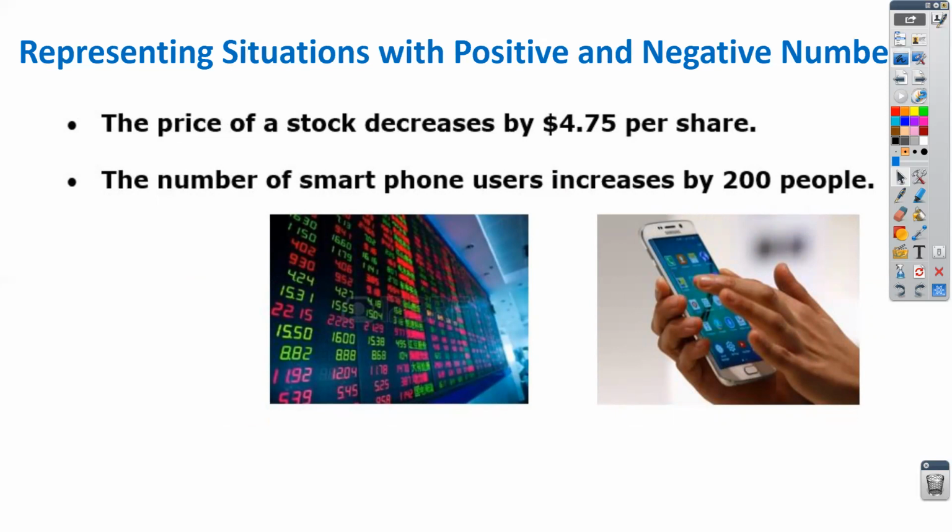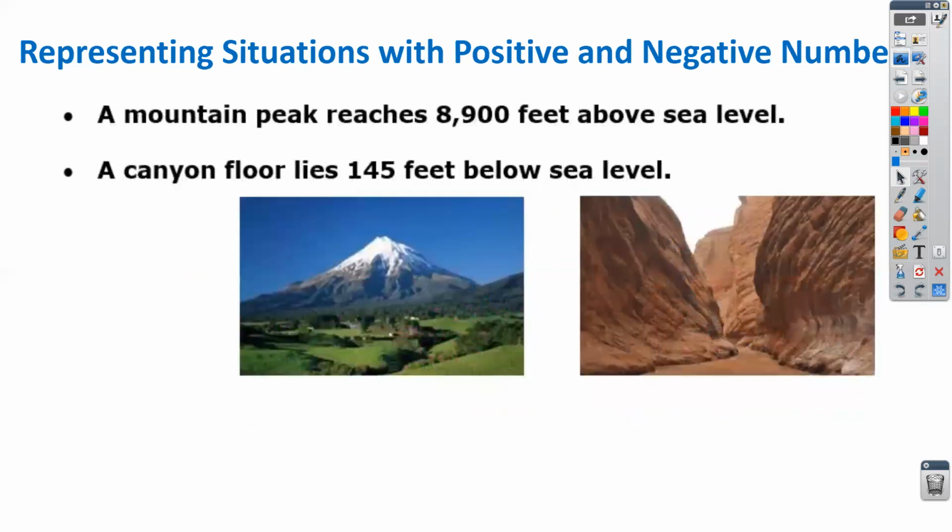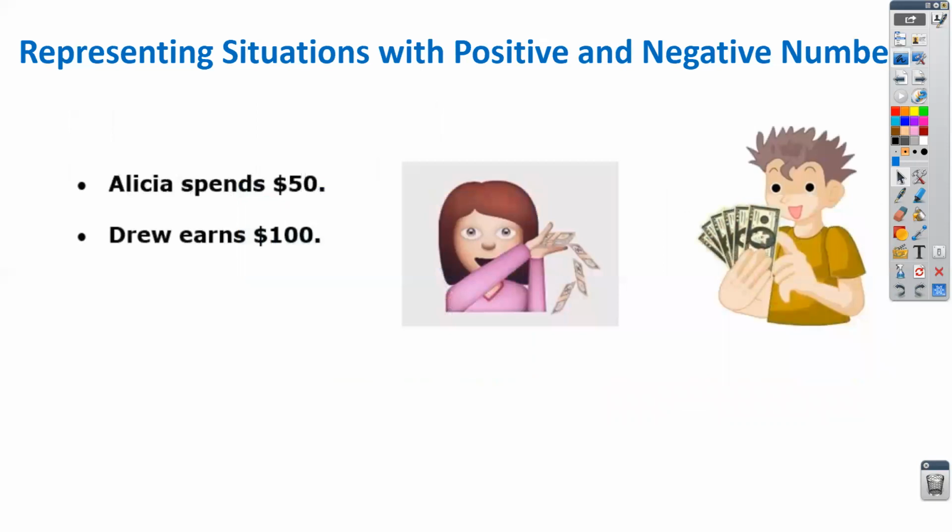The number of smartphone users increase. Positive, good job. A mountain peak reaches 8,900 feet above sea level. Positive. A canyon floor lies 145 feet below sea level. Negative, good. Alicia spends money. Negative. Drew earns money. Positive.